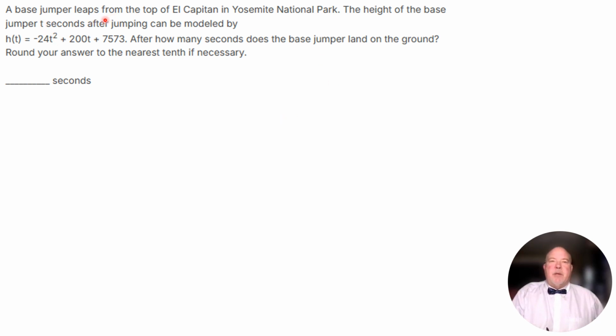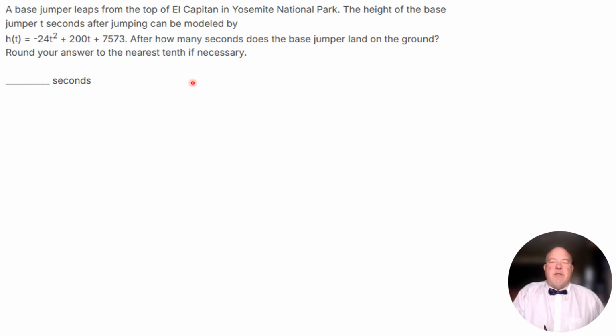So it says a base jumper leaps from the top of El Capitan in Yosemite National Park. The height of the base jumper t seconds after jumping can be modeled by, and they gave us a function here. After how many seconds does the base jumper land on the ground? Round your answer to the nearest tenth if necessary.